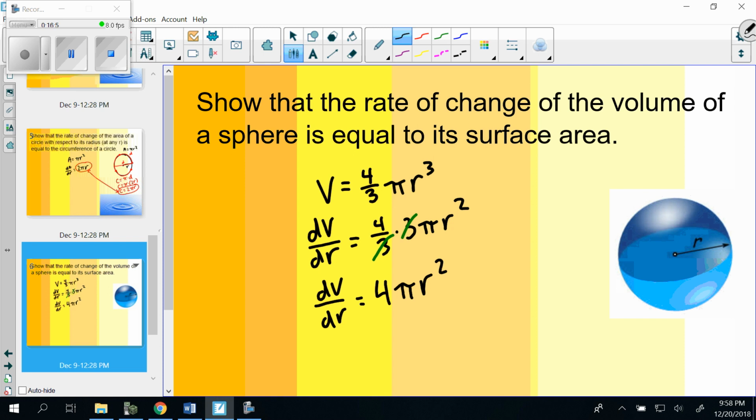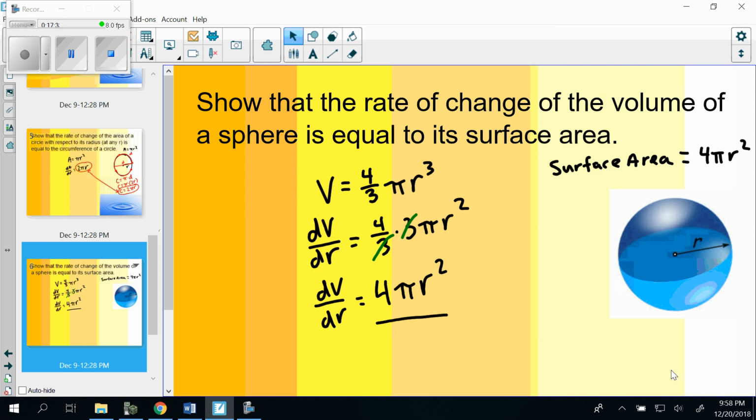How do you find the surface area of a sphere, the outside area around that? Well, if you look it up, the surface area of a sphere is 4 pi r squared. So that is also not a coincidence. Rates of change, as you'll see as we go throughout this class, you can come up with a lot of those formulas that you saw in geometry. There's relationships between volume and surface area of shapes like we got here. The rate of change of volume is equal to the surface area of a sphere.